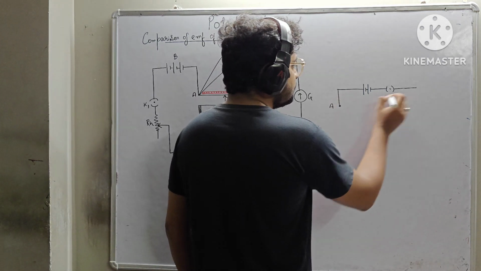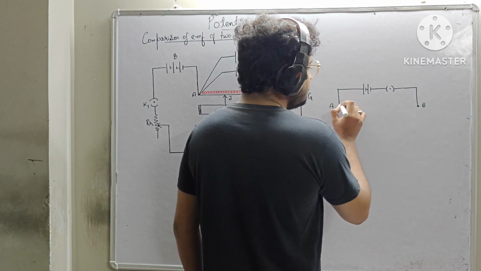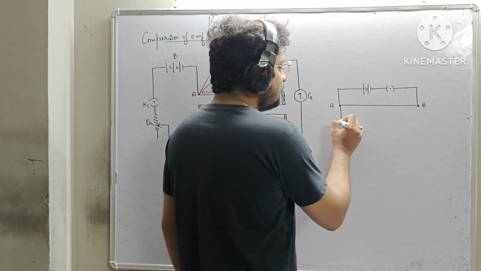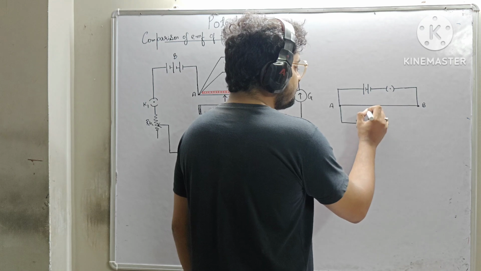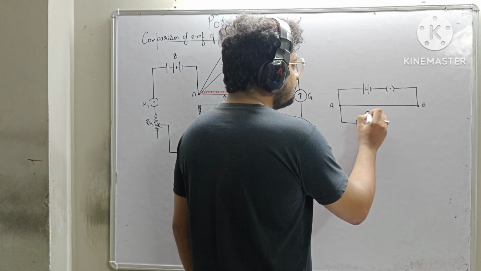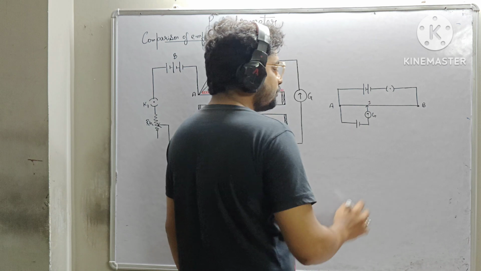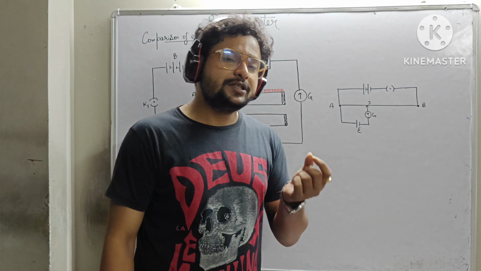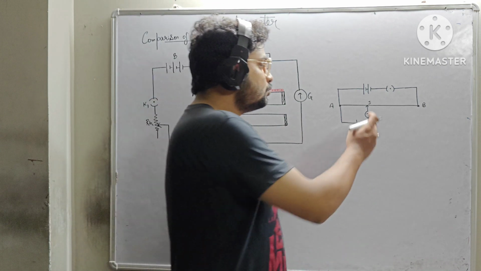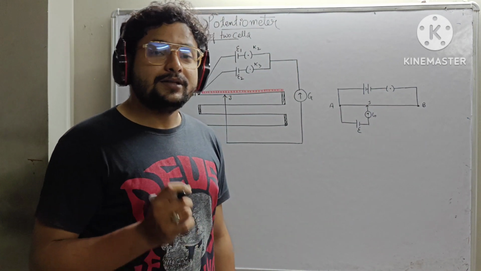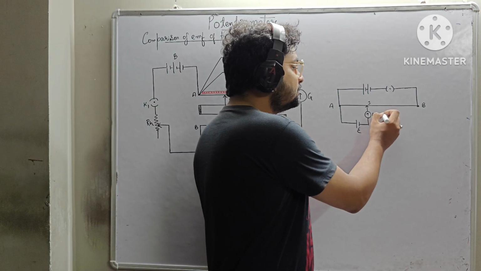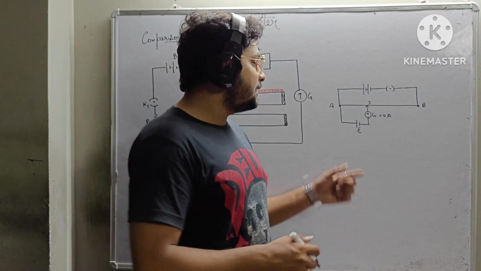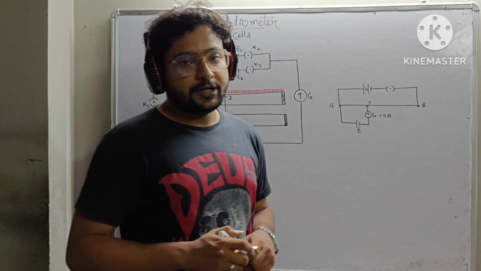So this is point A, this is point B. This is the wire of the potentiometer, and over here we connected the cell. Over here we connected the galvanometer, and this was the jockey. We wanted to find out the EMF of this cell. So our task was very simple: to move the jockey along the wire AB and find out the null point. Null point means the galvanometer will give you 0 ampere current, that is, 0 reading. That means no current is flowing through this particular branch.